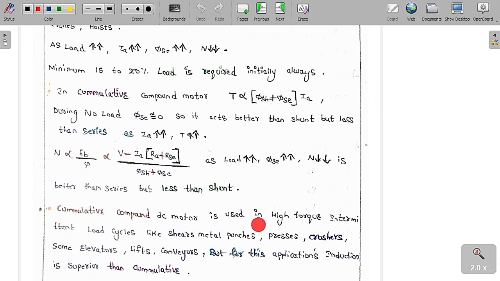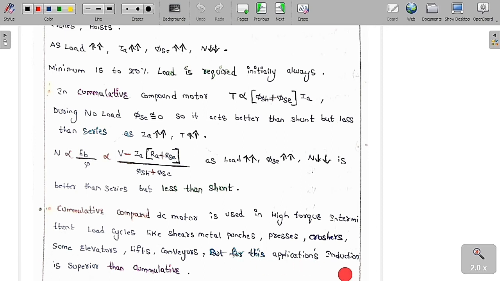Cumulative compound DC motor is used in high torque intermittent load cycles like shears, metal punches, presses, crushers, some elevators, lifts, conveyors. But for these applications, induction motor is superior to the cumulative. Intermittent load cycles mean sudden loads. Whenever there is a sudden change in load, there we are going to use the cumulative compound DC motor.